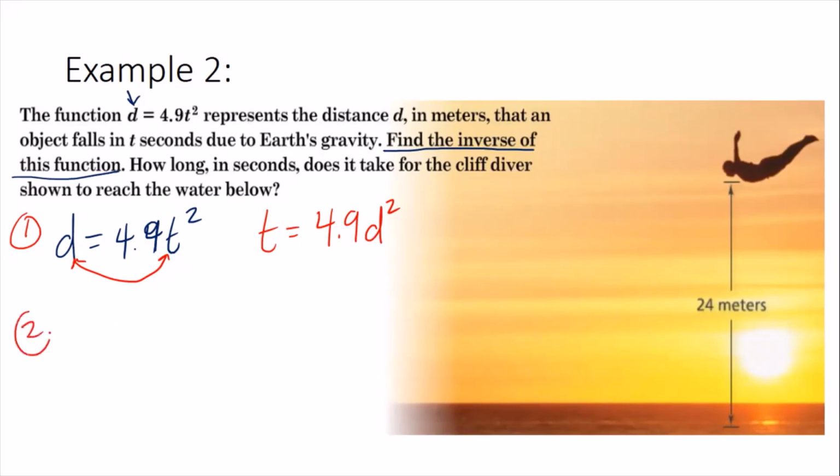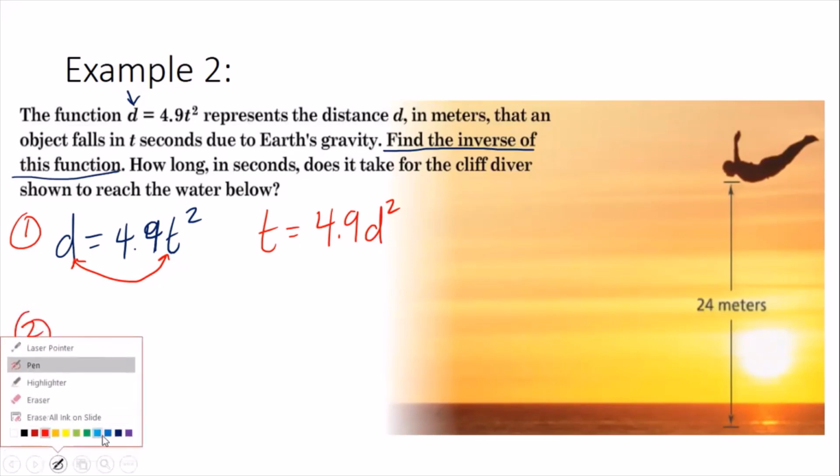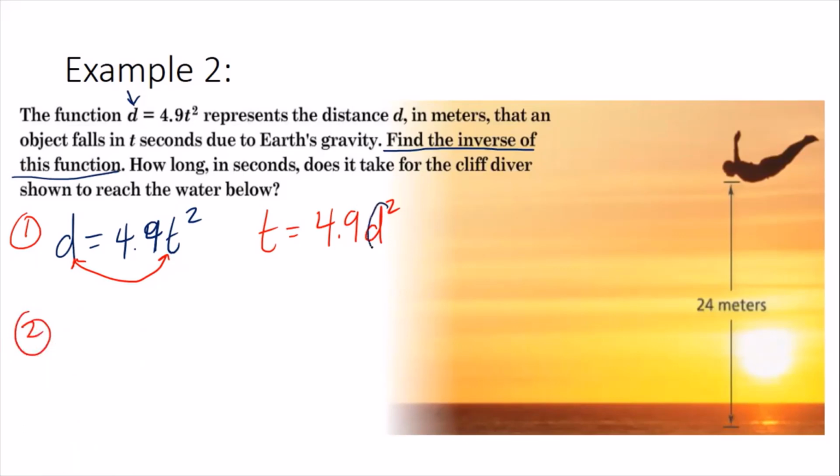Okay. Step 2 says to solve for that variable. So now we're solving for d. So what do I need to do to get d by itself? It's multiplication, right? What's the opposite of multiplication? Divide. So I'm going to divide by 4 9/10. And what I do to one side, I have to do to the other. So we're left with t over 4 9/10 equals d squared.